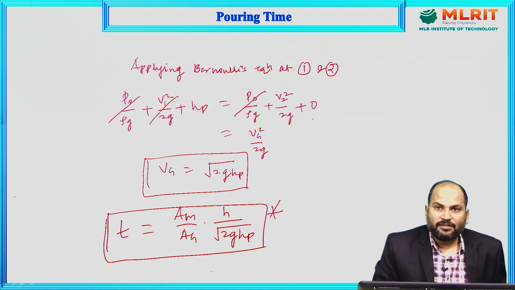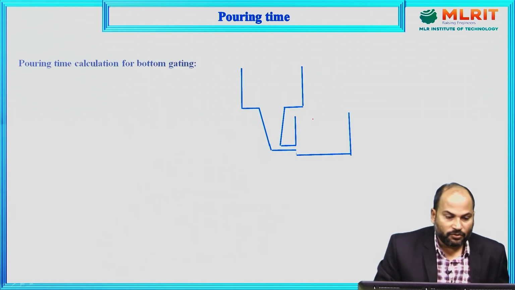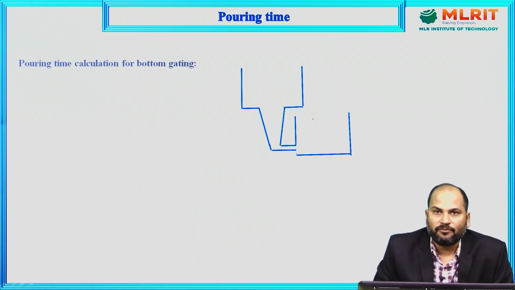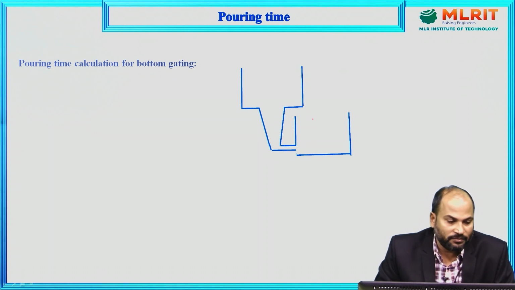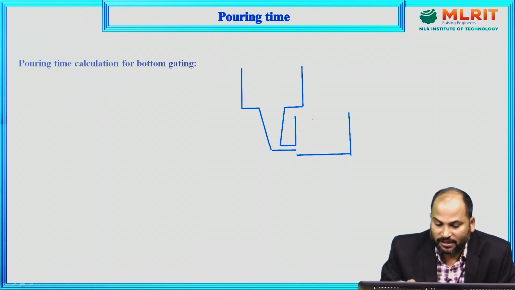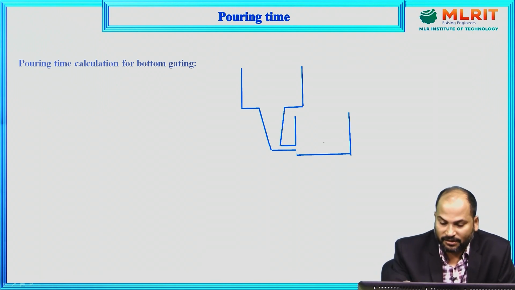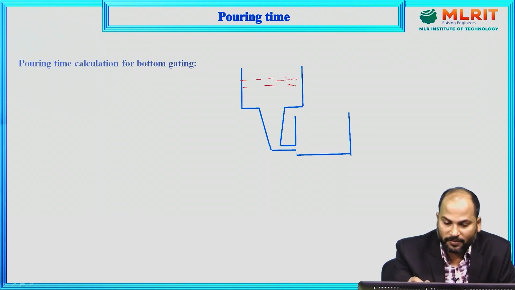Now we will derive the relation for bottom gating system. So this is the bottom gating system. We will derive how to get the pouring time in the case of this bottom gating system. We can see here liquid is coming inside from the bottom. So we will also give the notations for all the parameters in this one.